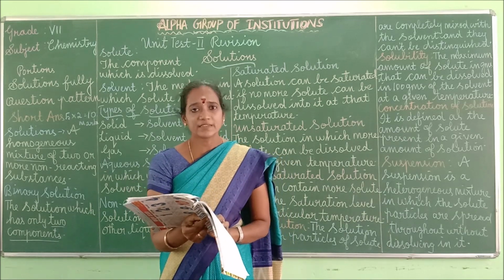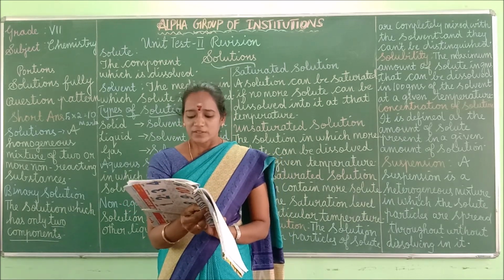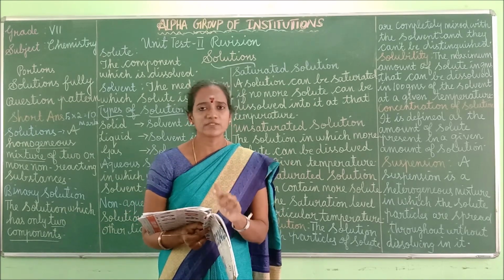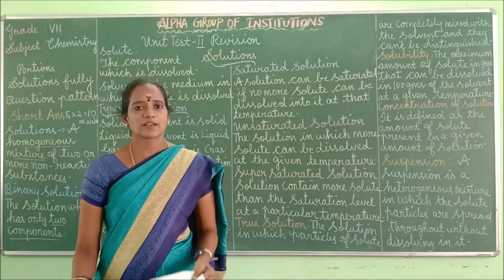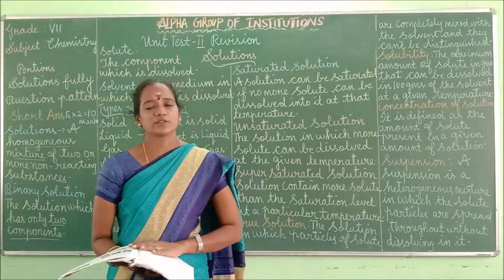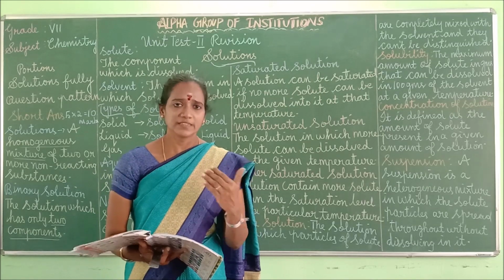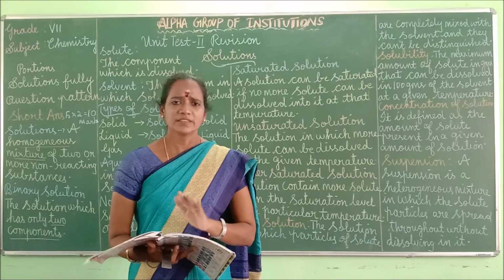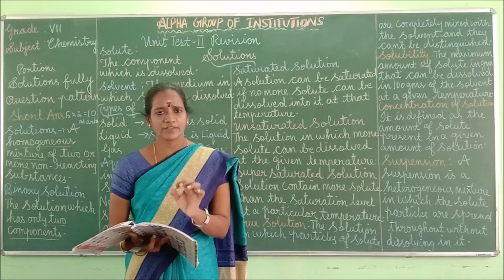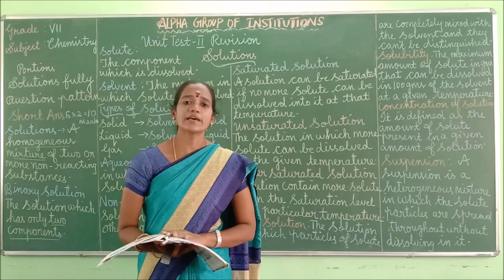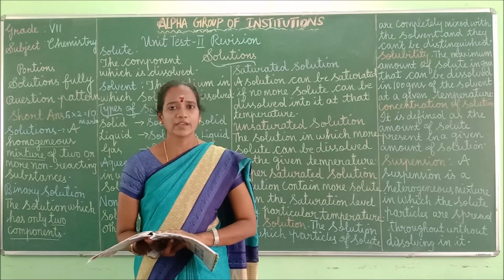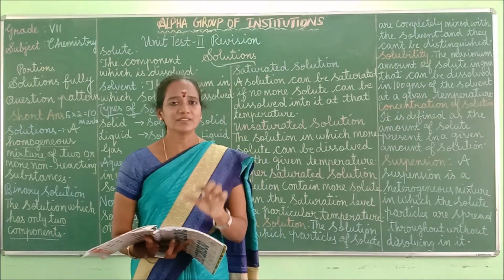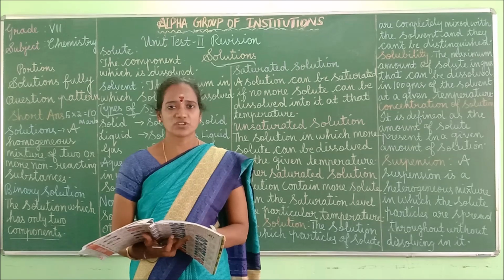Let me see 1 or 2 examples. First, solid in solid. Here the solute is solid, whereas the solvent is also solid. Next example, the gaseous solution: gas in gas. Here the solute is gas, whereas the solvent is also gas. What example can we give? You know very well, air. Why? Because air is a mixture of gases. Here the solute is gas and the solvent is gas. So you have to learn these types of binary solution also, children, right?